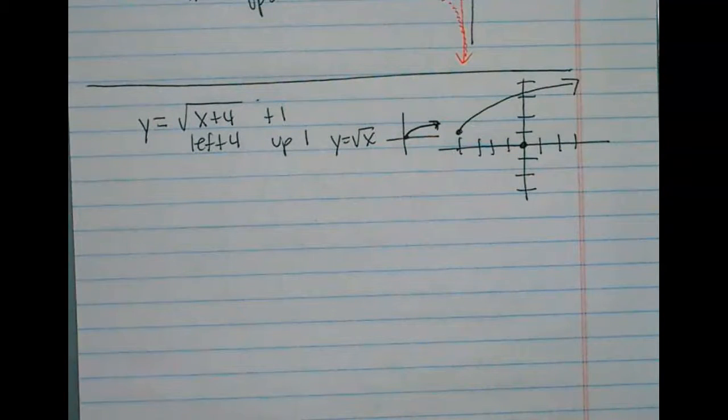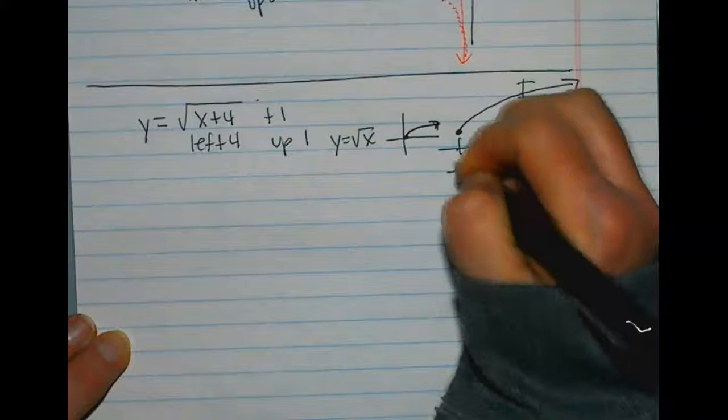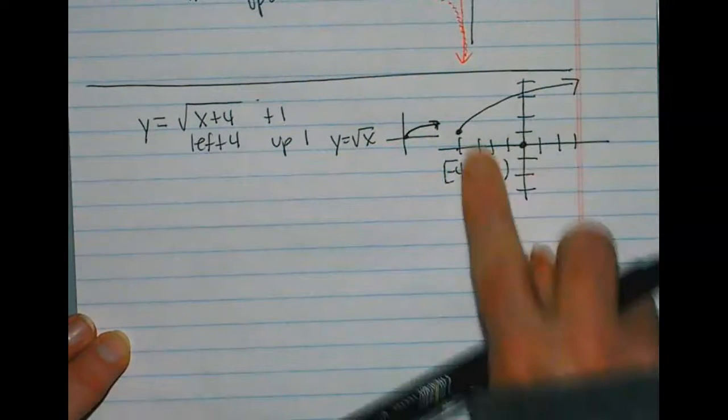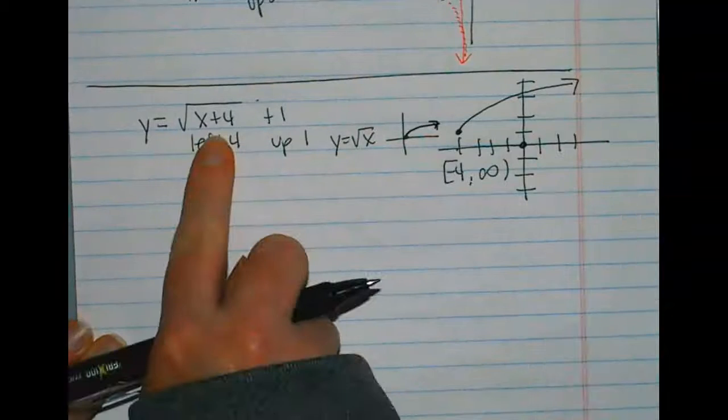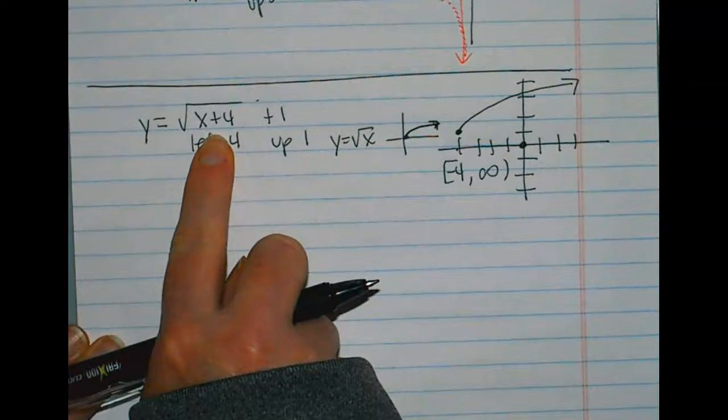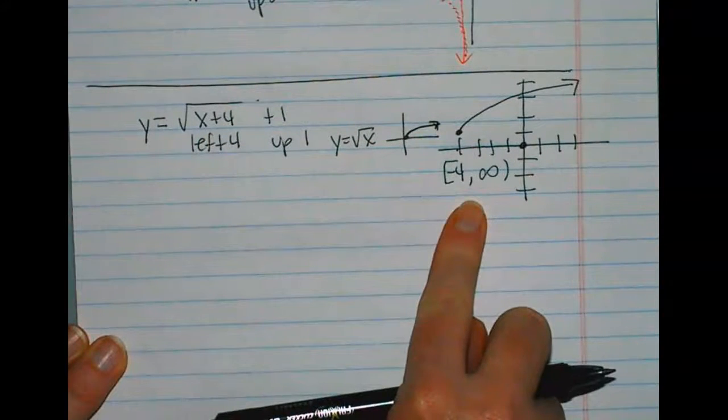Now, what does that mean? That means the domain for this, you can look at the picture, starts at -4 and includes it and goes to infinity. That's what my picture looks like. This is what we did with domain algebraically, and we've just sort of confirmed it with this picture.